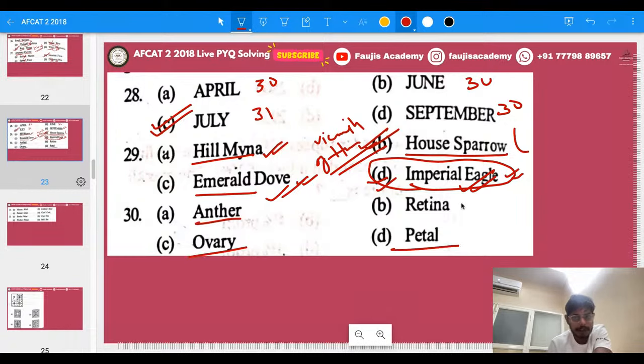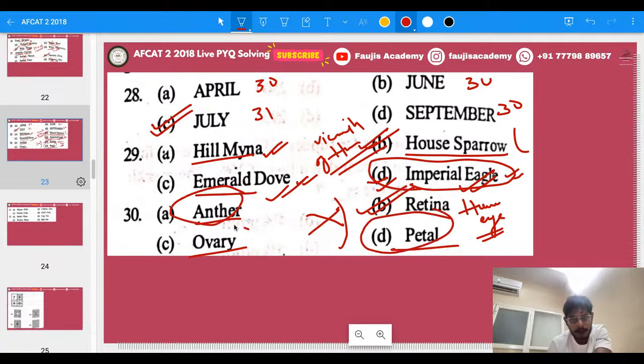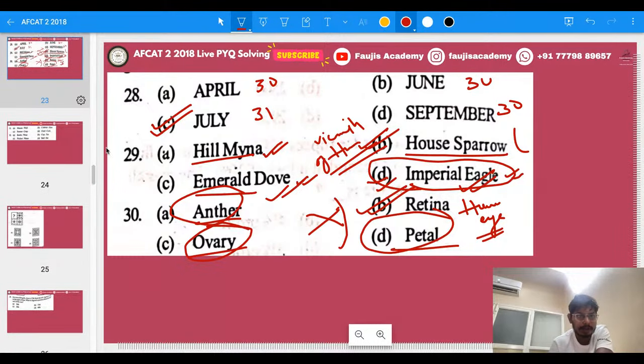Okay. Retina is found in the human eye, on which the inverted images are being made, isn't it? Right. So the odd one out is this. Rest all others are part of plants. Flowers. Yes, absolutely. That's correct, Devnath.